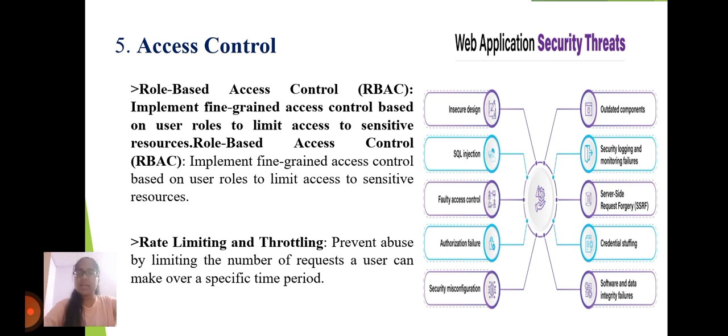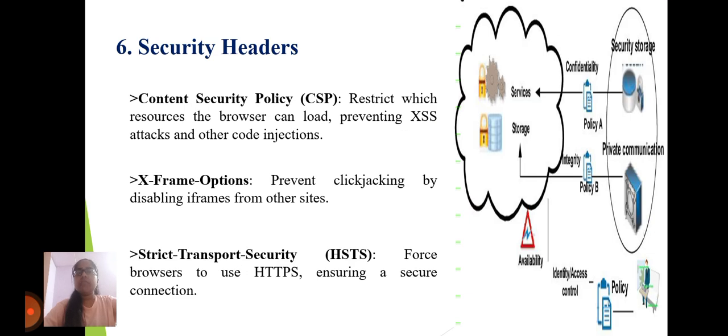The second subheading under access control is rate limiting and throttling. Prevent abuse by limiting the number of requests a user can make over a specific time period. Those are the two methods under access control. The sixth thing under web security considerations is security headers. The first subheading is Content Security Policy (CSP), which restricts which resources the browser can load, preventing XSS attacks and other code injections. That's the first subheading under security headers.